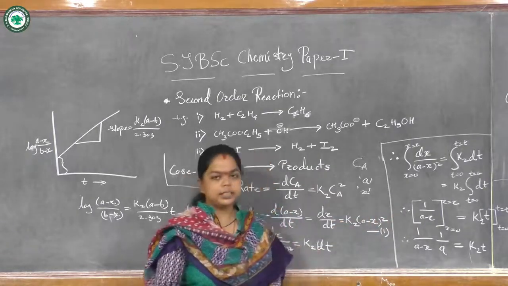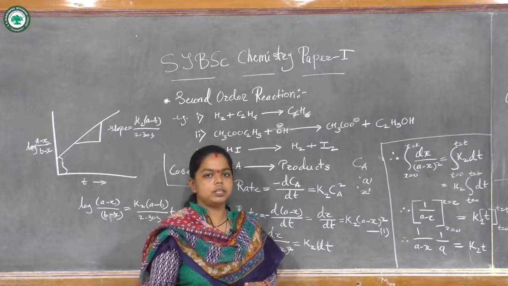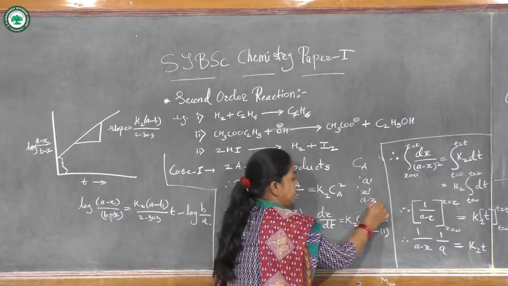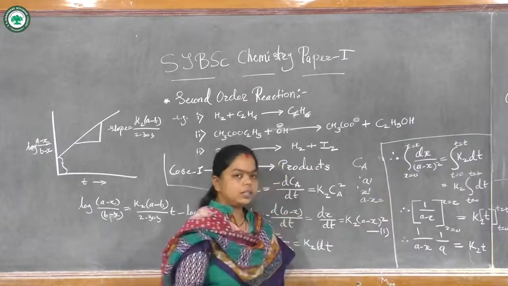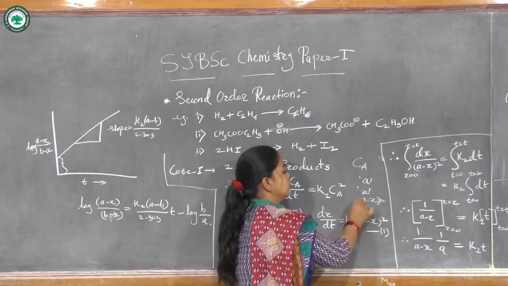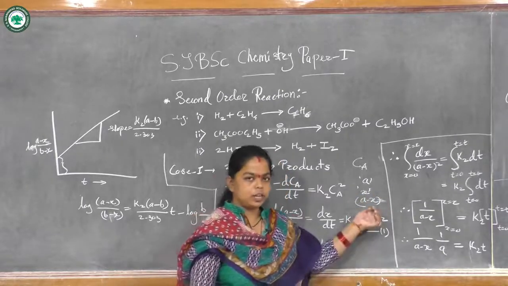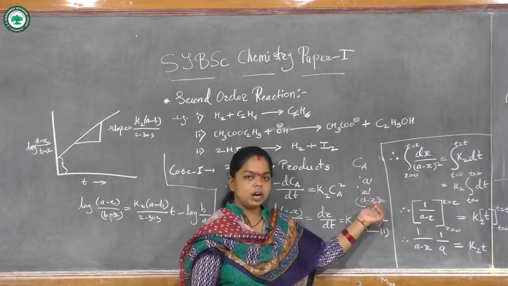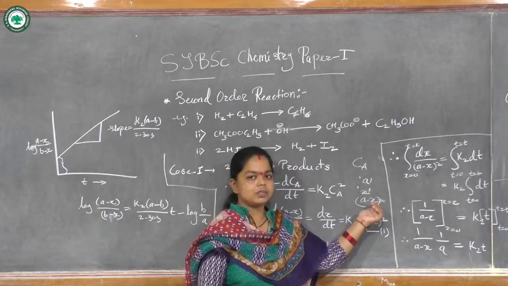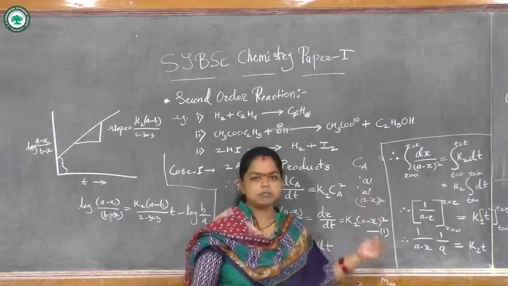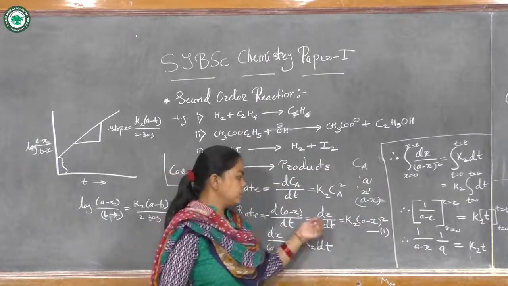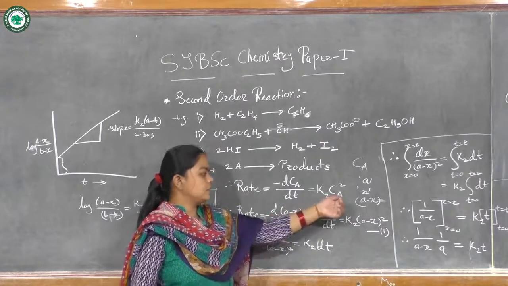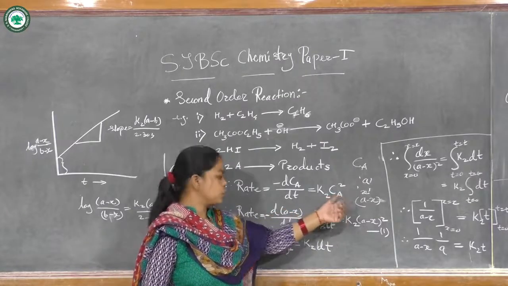Then the unreacted concentration of the reactant is known as A minus X. It gives the unreacted, or final, concentration of the reactant. So initial minus reacted, A minus X, gives the unreacted or final concentration of the reactant. So we can put this value into the equation. So Ca becomes A minus X, that is the final concentration of the reactant.